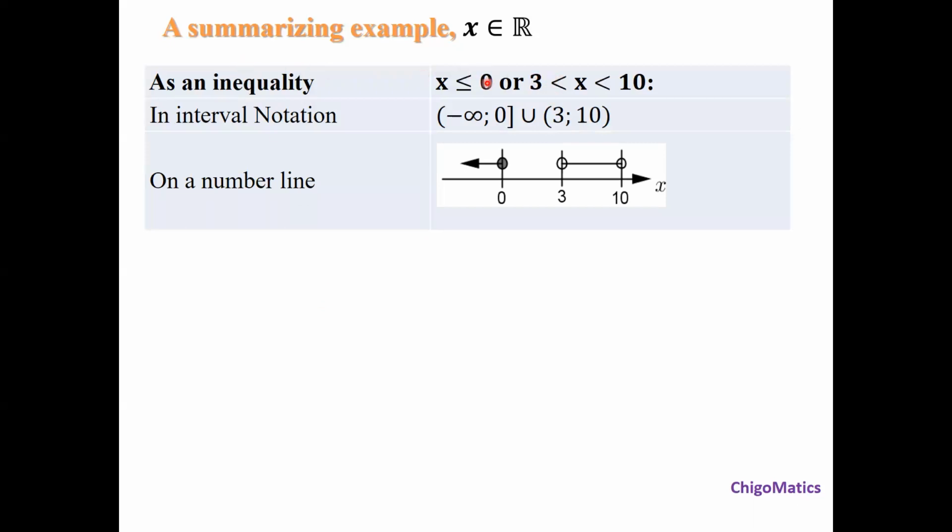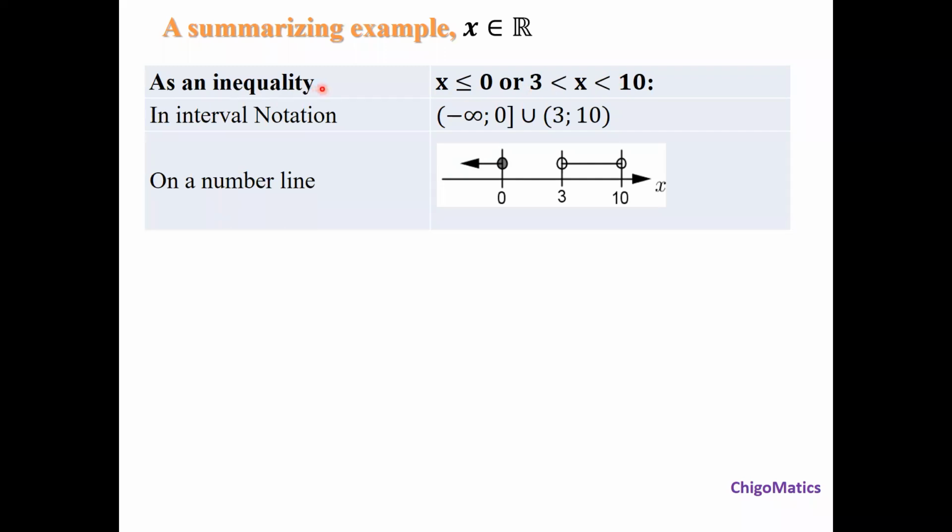Then if I am to represent this inequality on a number line, I'm simply saying X starts from 0 and goes up to minus infinity. Zero is inclusive, which is why this is shaded. But at 3, X is greater than 3, so you don't shade it because 3 is not a part. Then you do the same to 10, meaning X is a value between 3 and 10 but cannot take 3 and 10. So this is the representation on a number line of this set as it is written in inequality form.